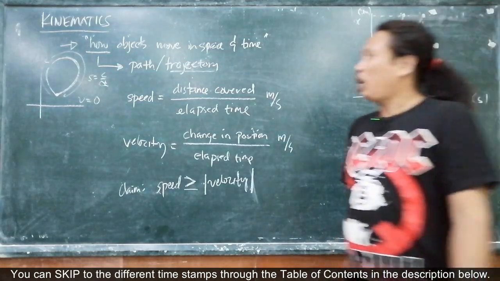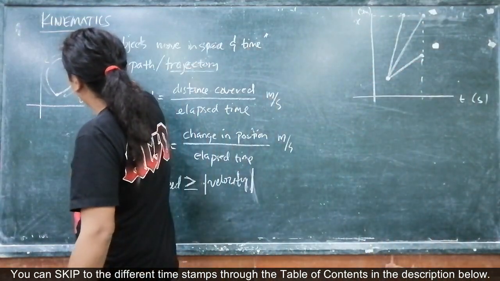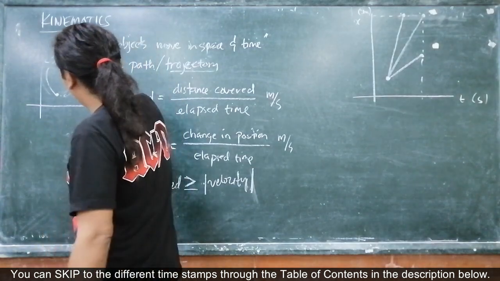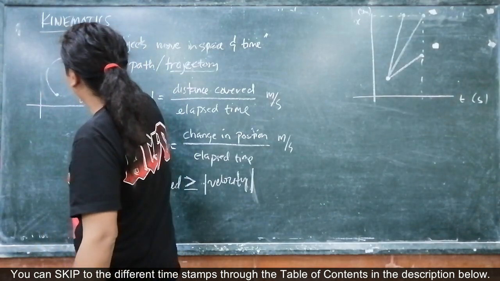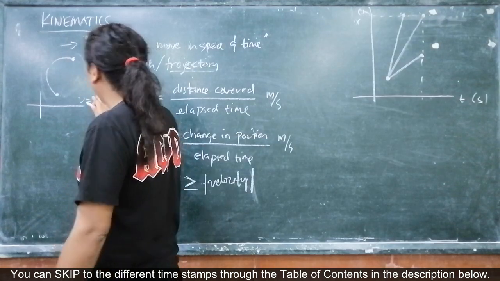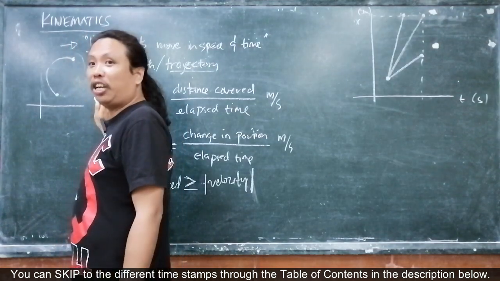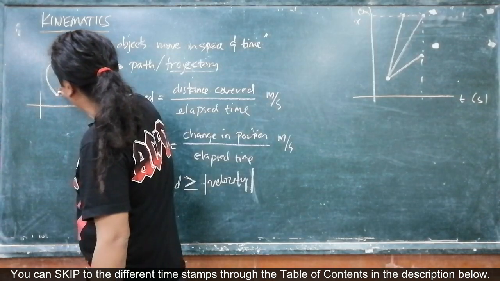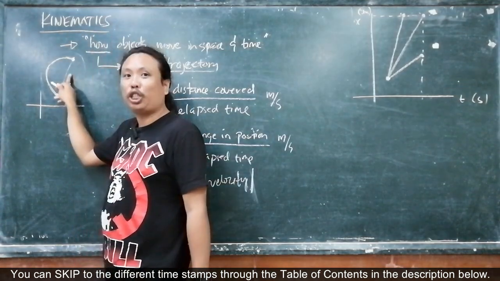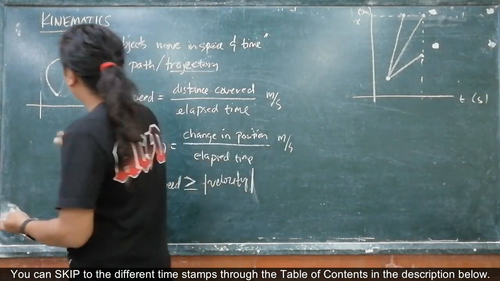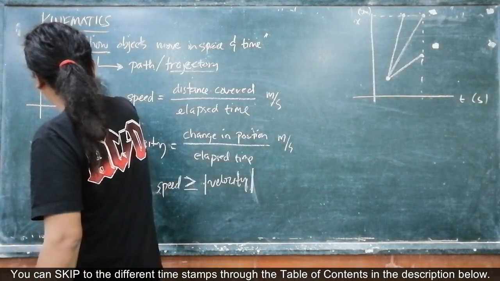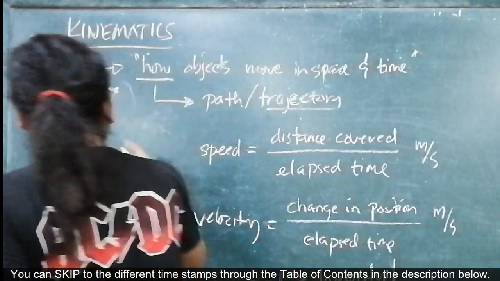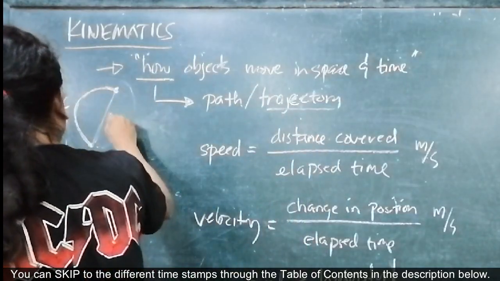Okay? But of course, how about when you evaluate the time at this point here? Let's suppose that we evaluate the elapsed time up to that point. Now, of course, the velocity here will no longer be 0. But note that the distance covered is still greater than this. This is only the change in position, right? So which one is greater? For this curve here, the velocity would be measured by this length here.